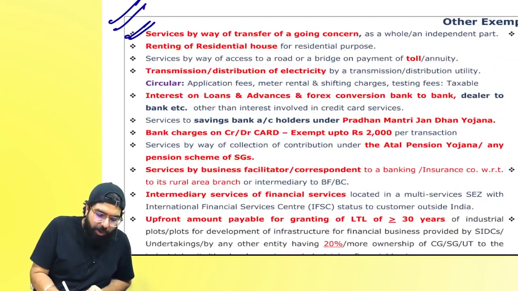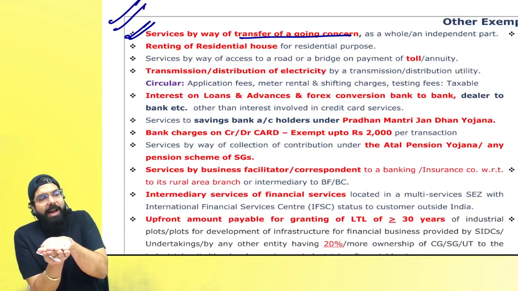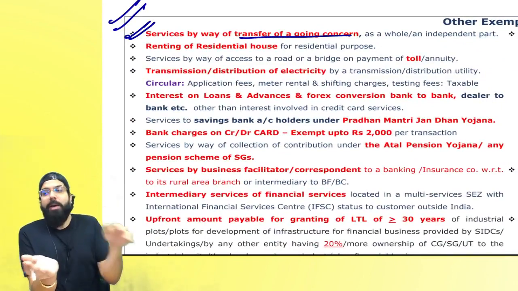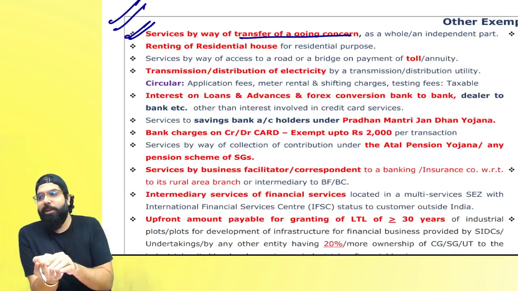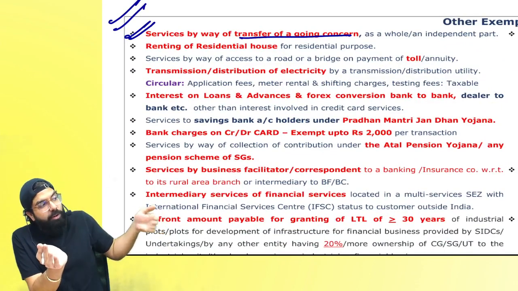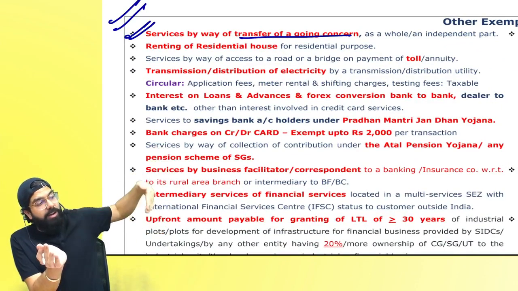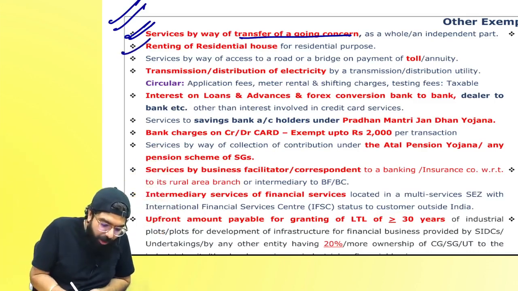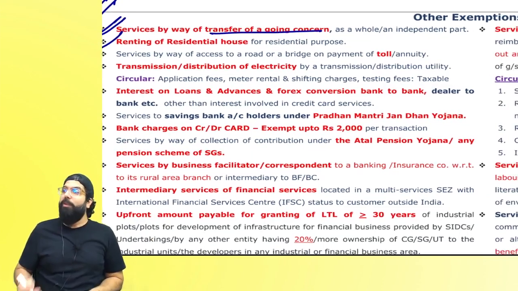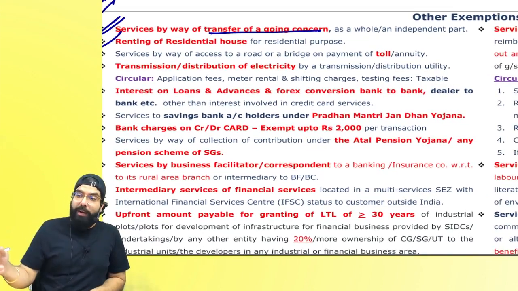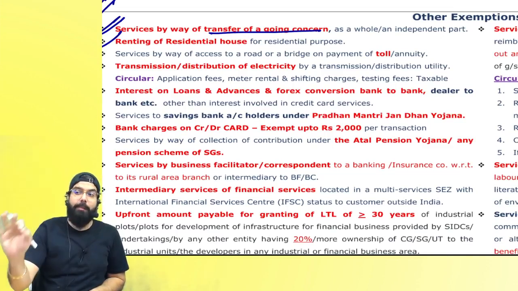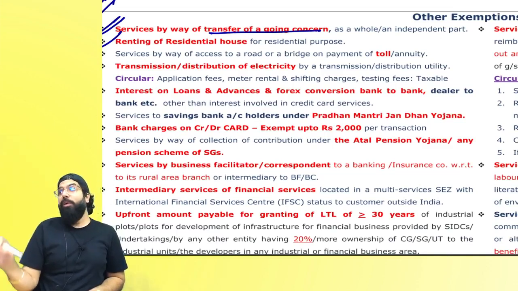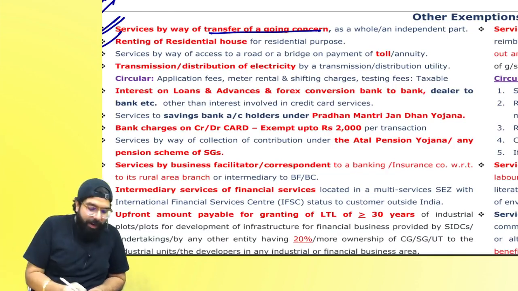Number one, if you are transferring your business as a whole or an independent part thereof, meaning you are doing a demerger of an independent unit, and the other person is going to carry forward the business as a going concern, your transfer of business will be exempted from GST. The next one is renting of residential house. Renting of a residential house for residential purpose is always exempted. Remember, for commercial purpose it is always taxable.